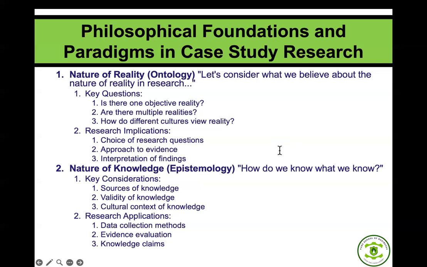So when we ask a question like, is there one objective reality? We are virtually just asking, can we find a universal truth in business? Does management strategy that works in one context work in all other contexts? Here, our focus is in terms of what reality is. Then we move to the second one, which actually talks about how we get to know what we know. And that is what we refer to as the nature of knowledge, or epistemology. Now, our philosophical assumptions will have research implications in terms of our choice of research questions, the approach to our evidence, and the way we even interpret our findings.